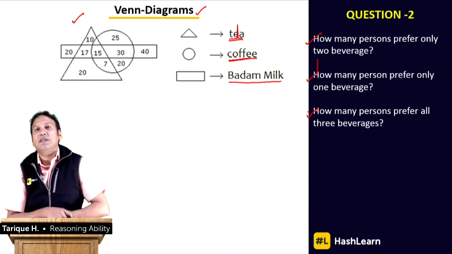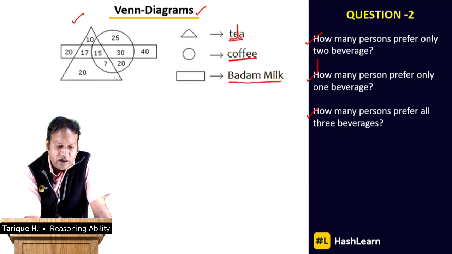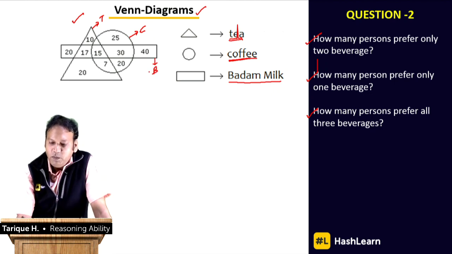This is a very common question in exams like FCAT, SSC. So here we have a triangle, a rectangle, and a circle, and we have to find out the answer based on the diagram. This figure represents tea, this is the one which represents coffee, and this is the one which represents badam milk. How many persons prefer only two beverages?